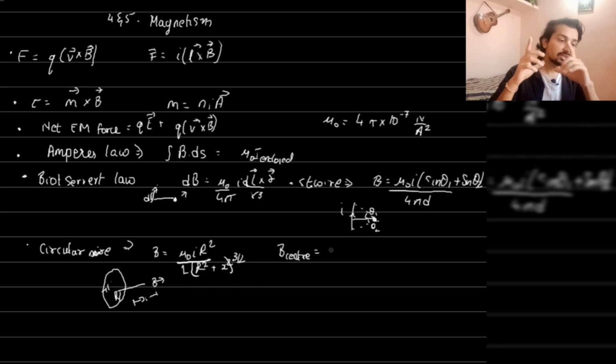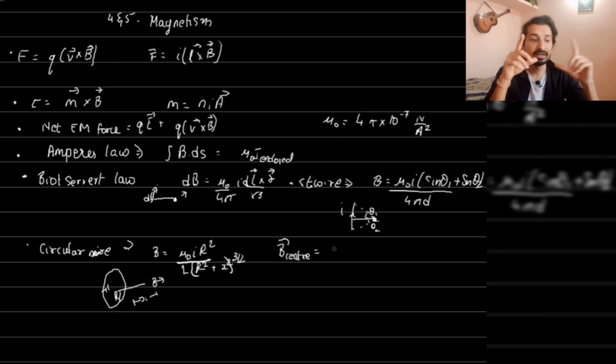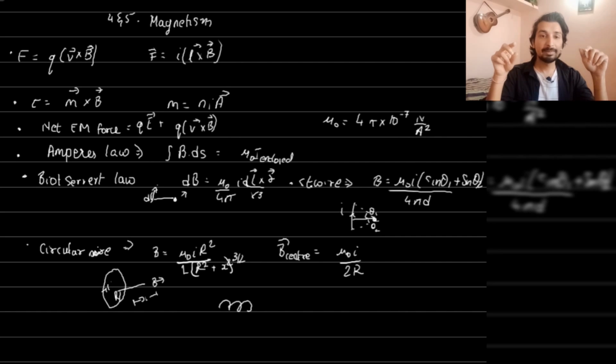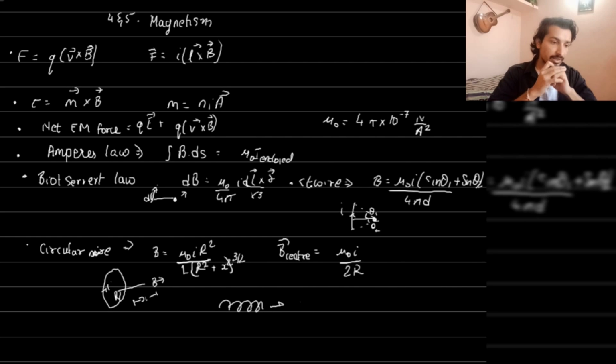That is the formula. Then for a circular wire, magnetic field is nothing but mu naught I into r square by 2 into r square plus x square, the whole power 3 by 2. So in the denominator you take power 3 by 2. That is the formula for a circular wire. And for a circular wire at the center you will get mu naught I by 2r. So basically you can take the x value to be 0, and that's how you get this formula.